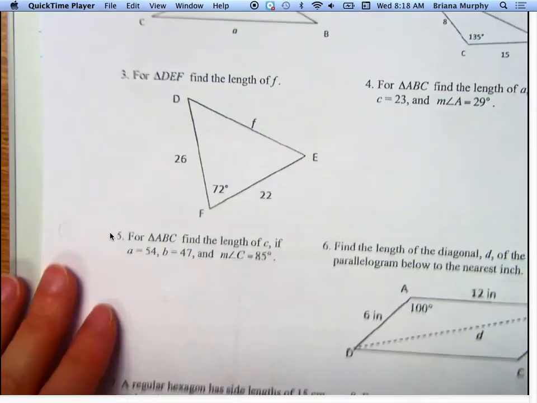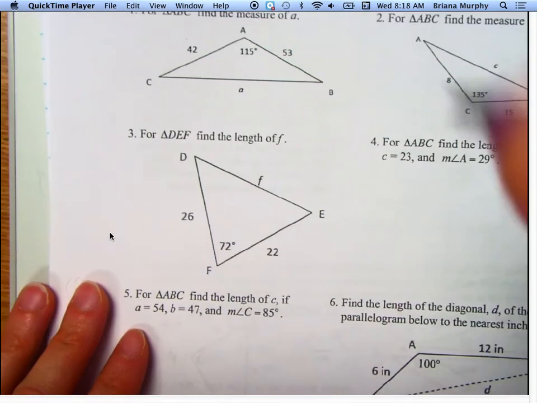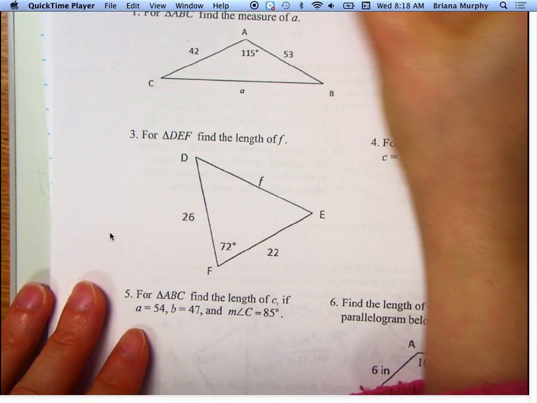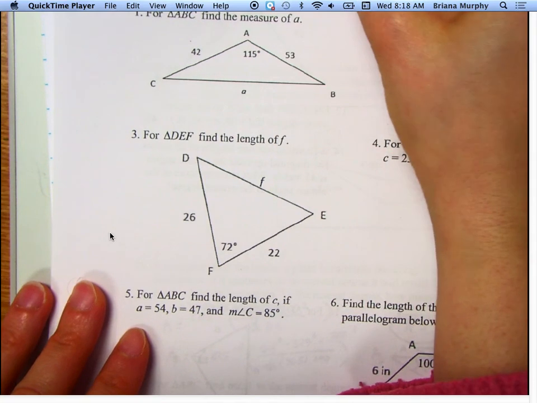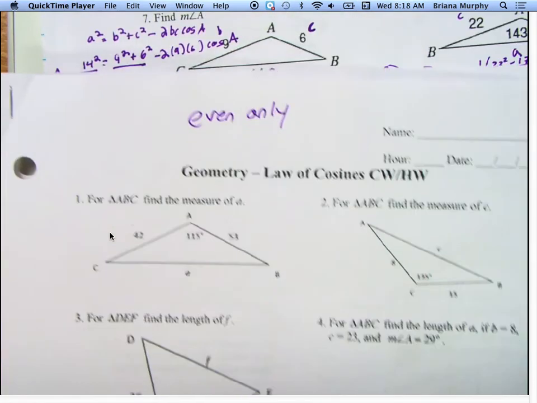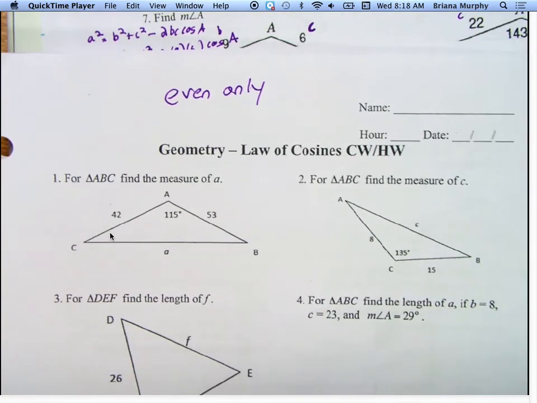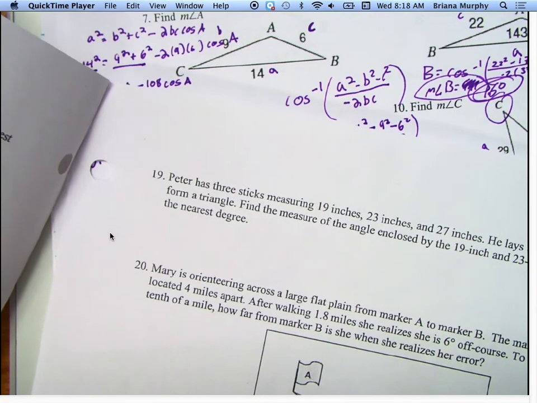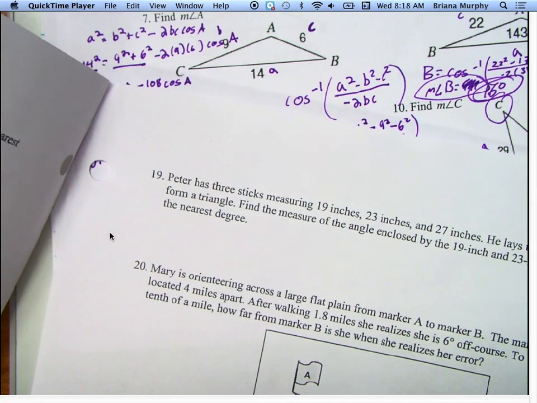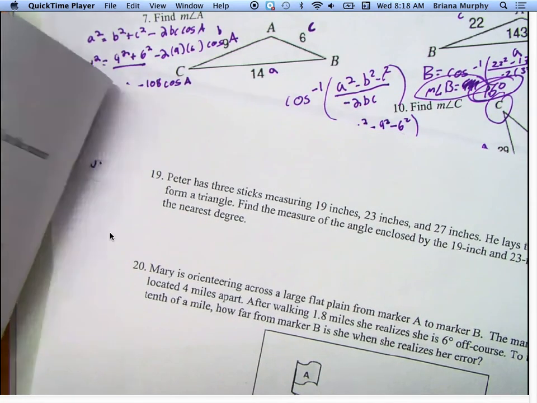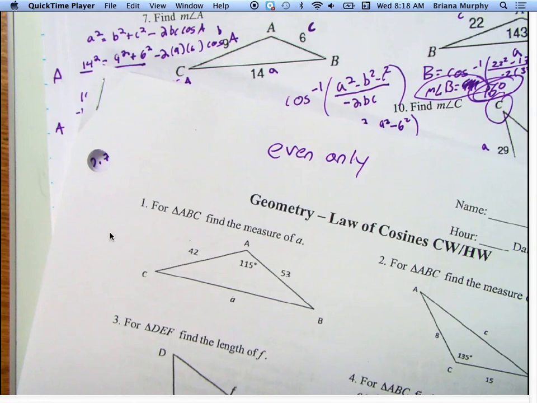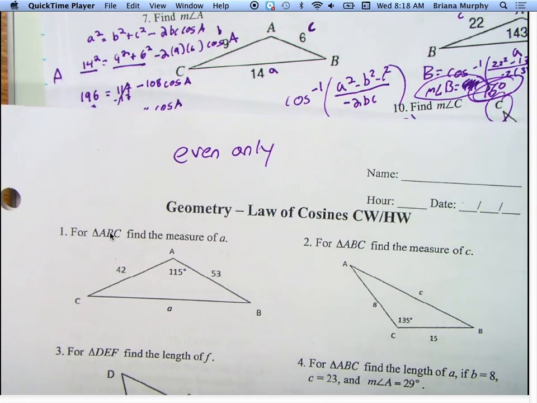So why don't we do evens only for this? Evens only. So you have 2, 4, 6, 8, 10, 12, 14, 16, 18, 20, and 22. Yep, so you do have to do 11 problems. But most of you had trouble with last night's, so maybe some more practice will help. Okay? Alright. So evens only.